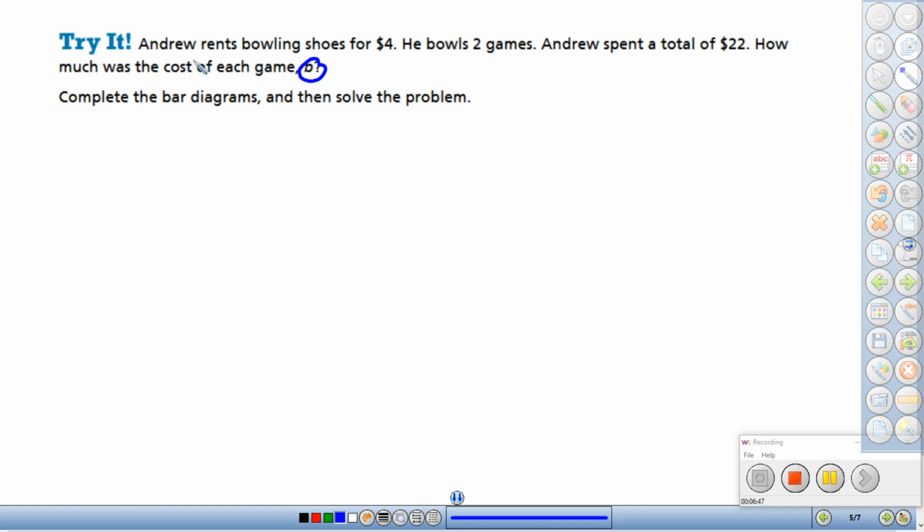If you've ever been bowling, you rent the bowling shoes for the whole time you're bowling. That's a one-time cost. So that would be plus 4. So cost of the games plus 4. They bowled 2 games, but they don't tell us how much each game costs, and they want us to use B for the cost of the games. So we're going to put 2B and then the plus 4. And we know that this all costs $22.